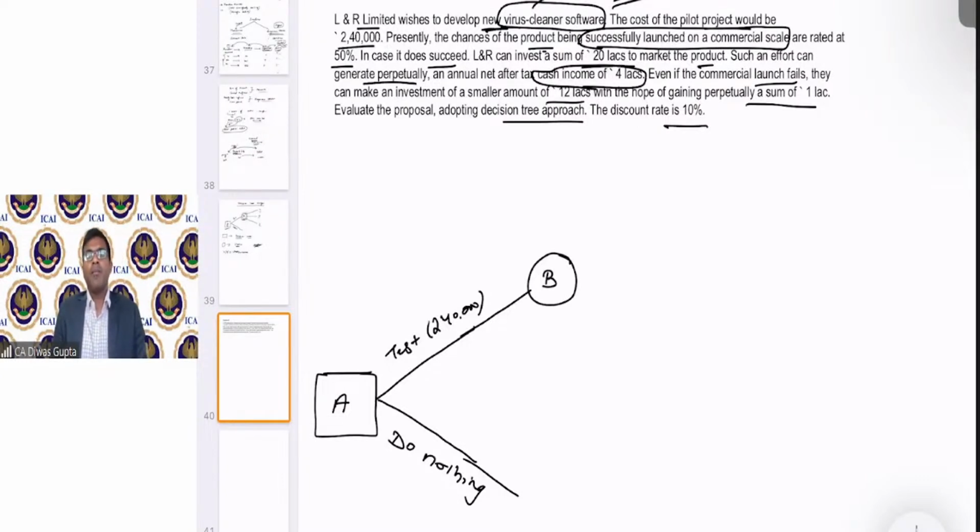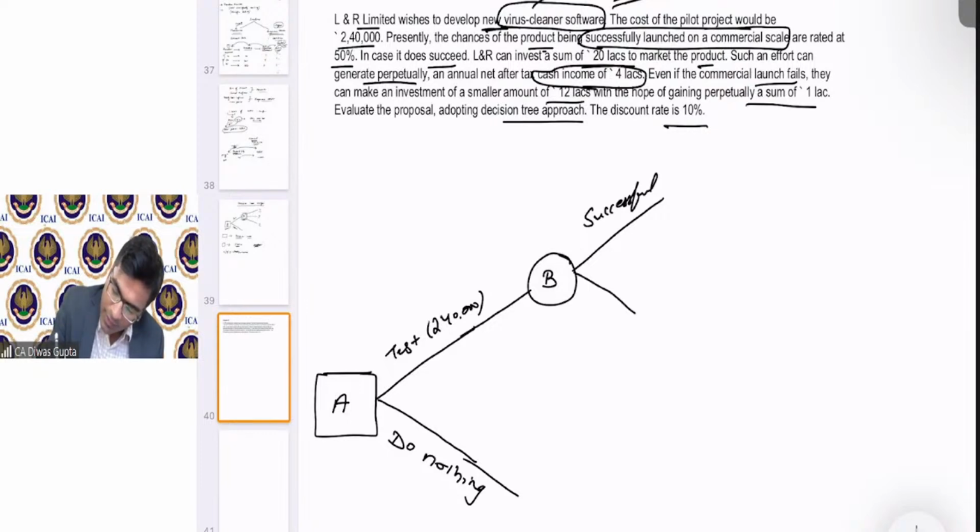What are those two chances? That this test is successful or this test is a failure. And in the question, what is the probability that is given? 50-50%. So 50% chance that it will be successful and 50% chance it will be a failure. These are the two outcomes.